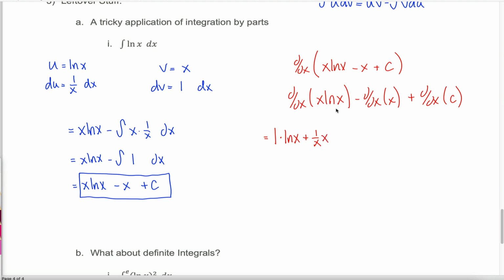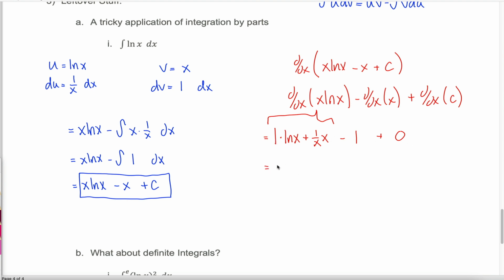The derivative of x natural log of x produces this stuff, using the product rule. But I'm not done. I still have to take the derivative of x. The derivative of x is just 1, so I got a minus 1 here. And then the derivative of a constant is just 0. I don't have any derivative symbols here, so I'm kind of done, although I can clean this up a little bit.